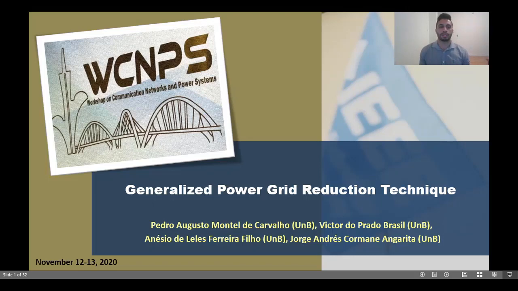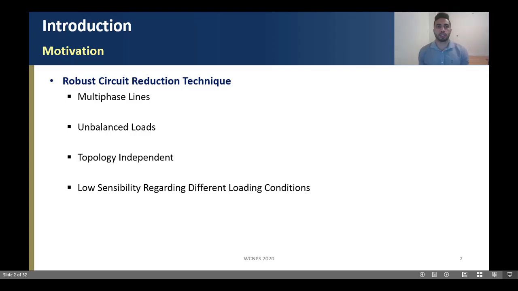So our work was entitled a generalized power grid reduction technique, developed by me, by my colleague Victor, and by our professors and advisors Anésio Giledes and Josh Kurmani. As an introduction, I would like to present the motivation of our work. A robust circuit reduction technique was requested to be applicable to distribution system studies. For this reason, it was necessary to take into account some inherent characteristics of distribution systems, such as multi-phase lines, unbalanced loads, different topologies, and eventually some load variability throughout the day.